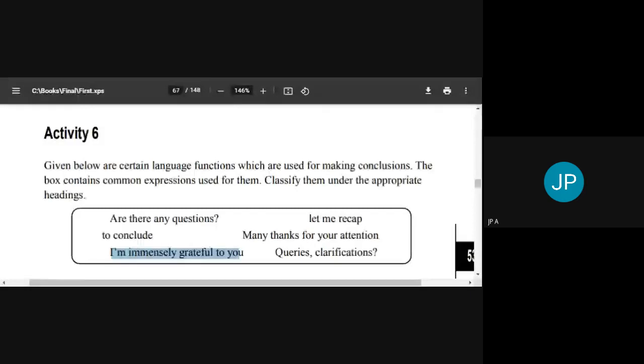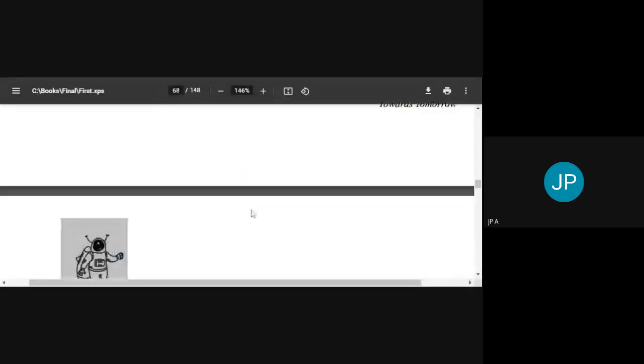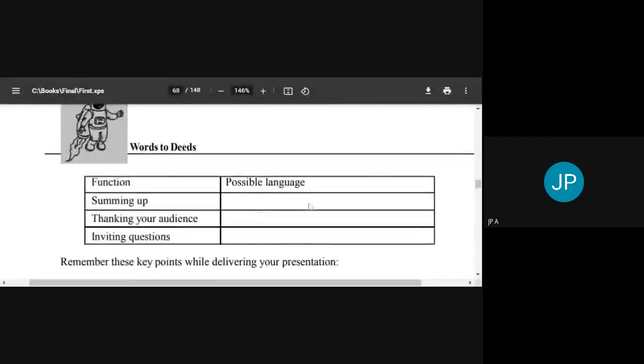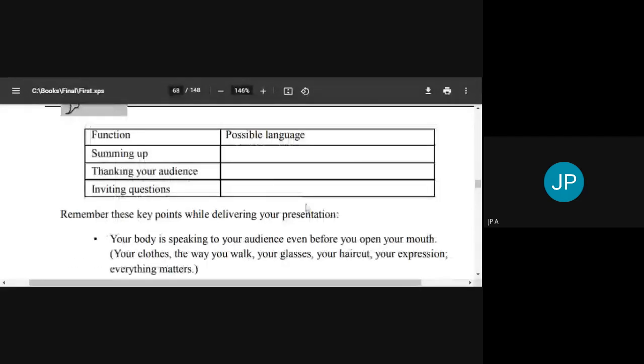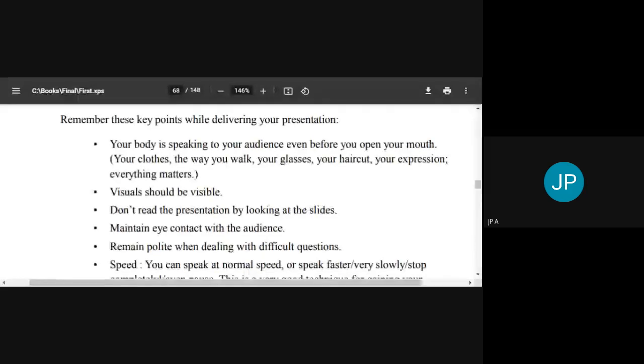So these are the three major aspects of conclusion, that is summing up, questions, and thanking. So all these three aspects we can write in which are the possible languages എന്നുള്ളത് അവിടെ കൊടുത്തിട്ടുണ്ട്, അതെടുത്ത് ഇവിടെ എഴുതാൻ പറ്റും. So when you make your presentation, you have to remember these key points.